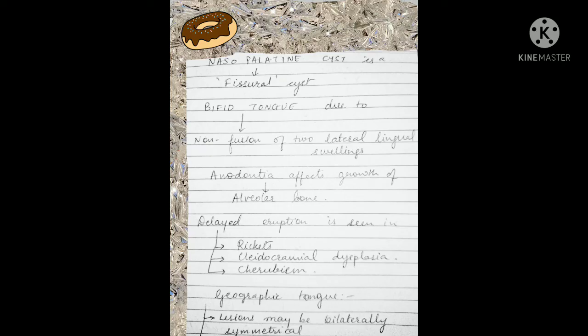So the next question is delayed eruption. Delayed eruption is seen in which conditions? It is seen in rickets. Then there is cleidocranial dysplasia and cherubism. So in these three conditions the eruption is delayed. In rickets, cleidocranial dysplasia or cherubism, the teeth erupt late.